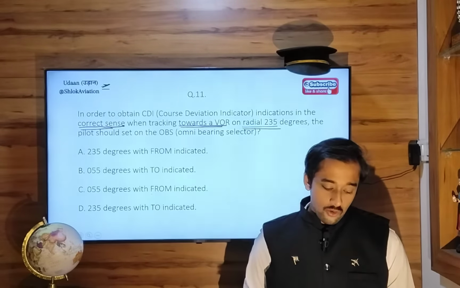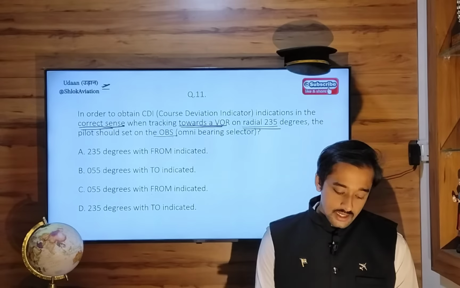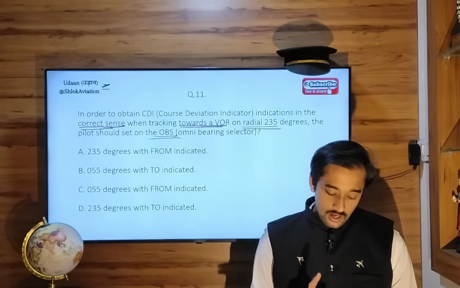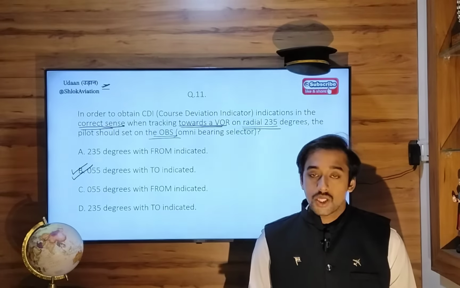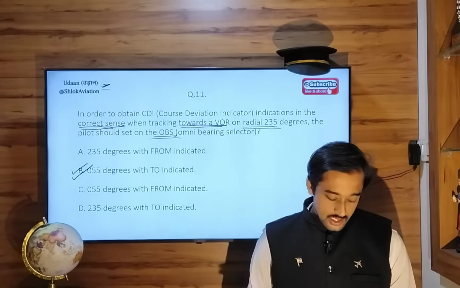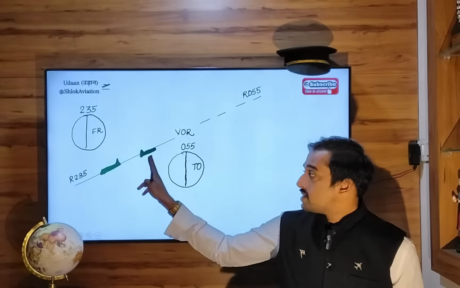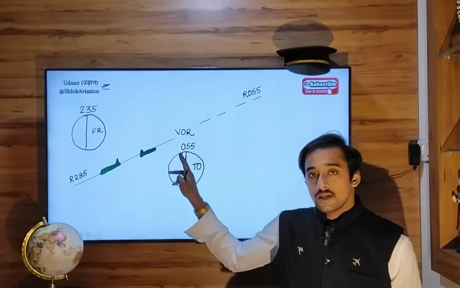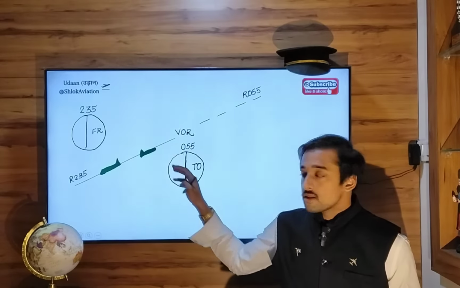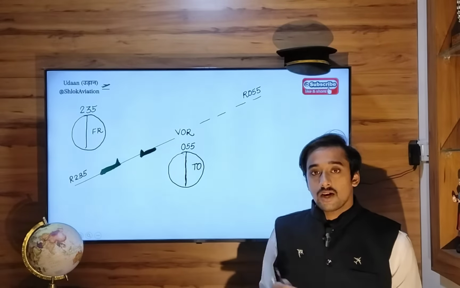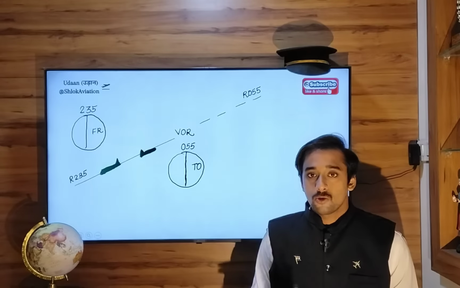Your answer will be, what should pilot set on the OBS? The pilot should set 055 with to indication. Now when aircraft flies inbound towards the VOR, you will get 055 and to. When it overflies the VOR, the to and from indication will start flickering. To from, to from, to from.